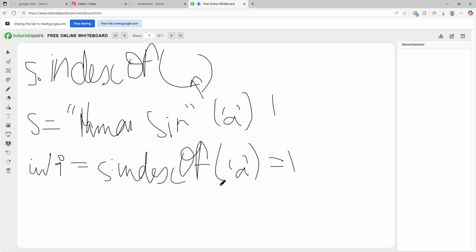But let's say instead of this, I put in the bracket A, comma, 2. Then it will skip the first 2 letters and start counting from here. The index position will be the same. It will start from this index position, then this is M, A. It's at index position 3. So this will give me 3.